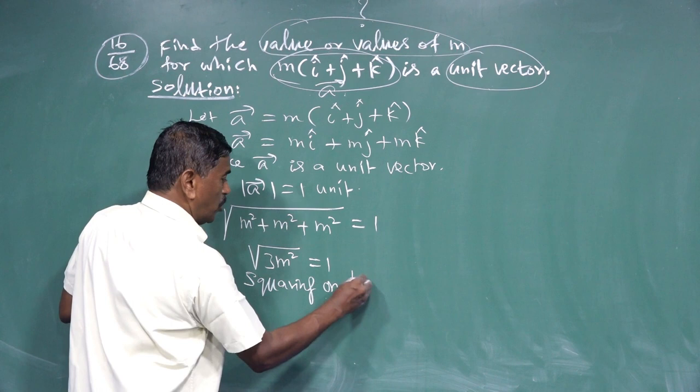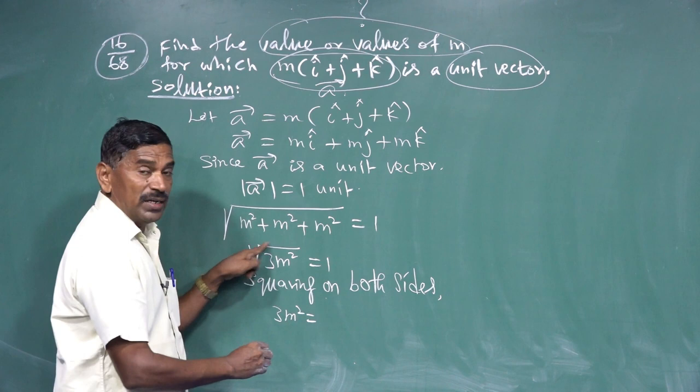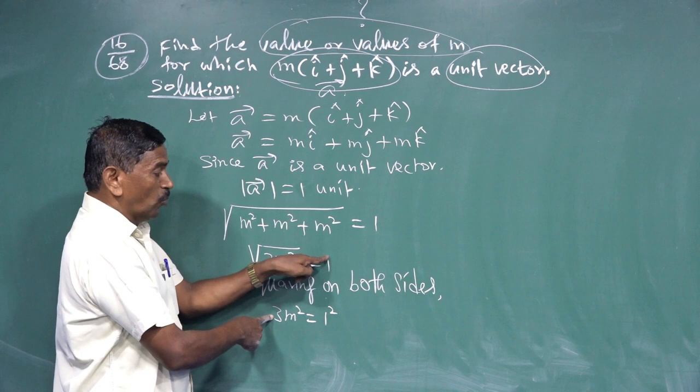Squaring on both sides. While squaring, root cancels. What is your answer, please? Yes, 3m square equal to 1 square. While squaring, root cancels, and 1 square is equal to 1. Sir, okay, 1 square equal to 1, no problem.